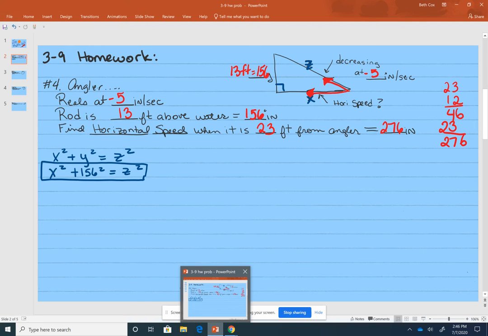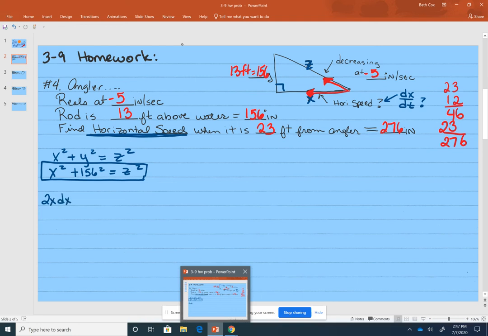And now we're looking for a rate of change. We're finding the horizontal speed, and horizontal is this way. So we are technically looking for dx/dt. That's what this is. We are looking for dx/dt. That's speed, the rate of change. So we're going to differentiate both sides of this equation.